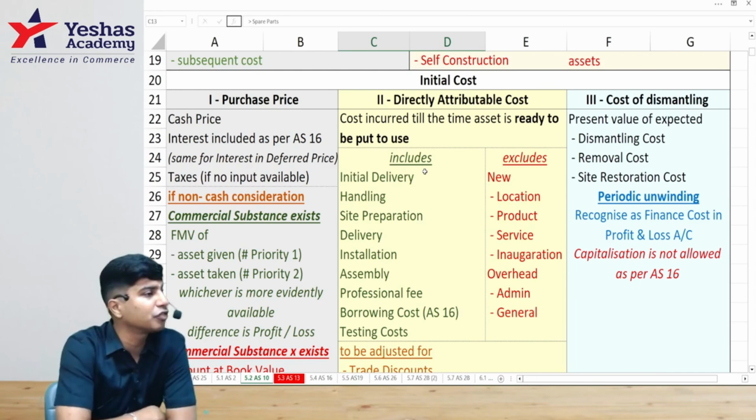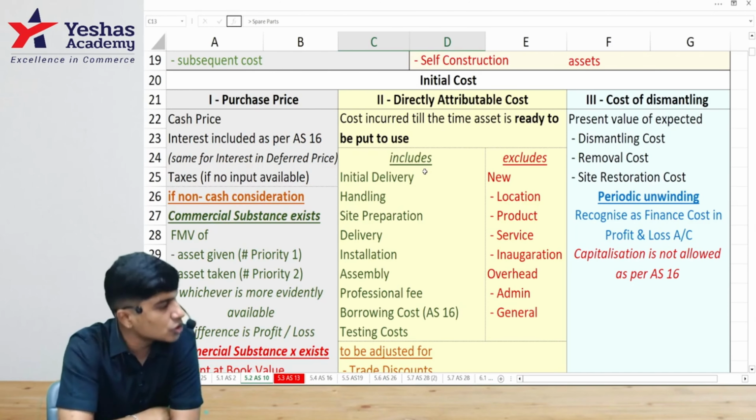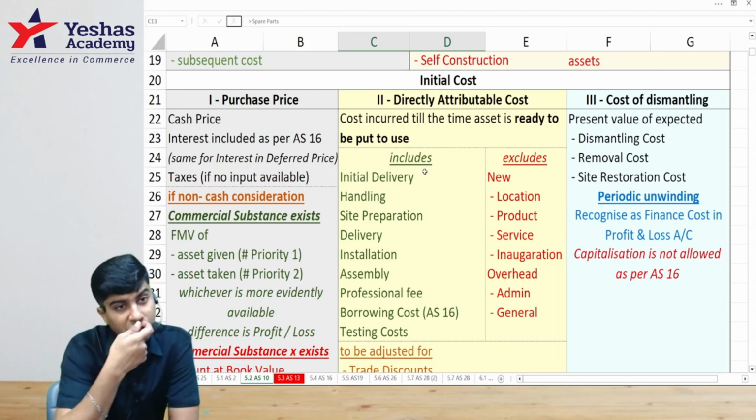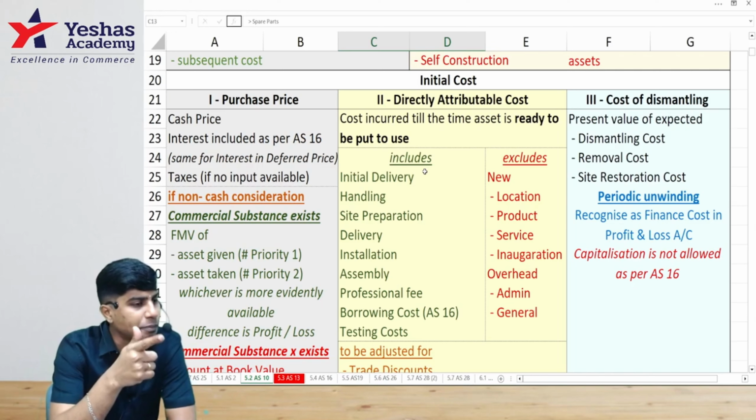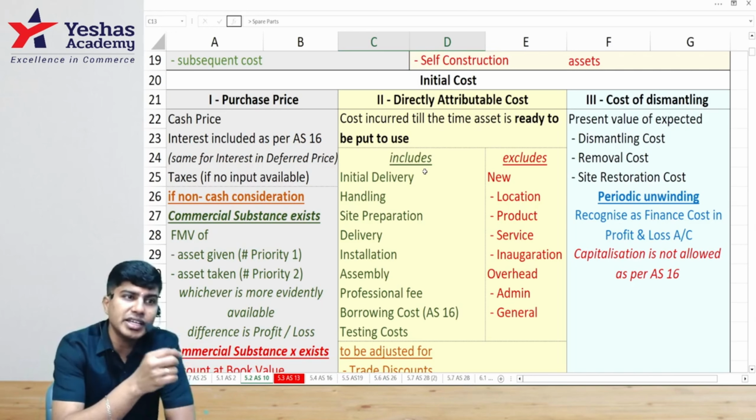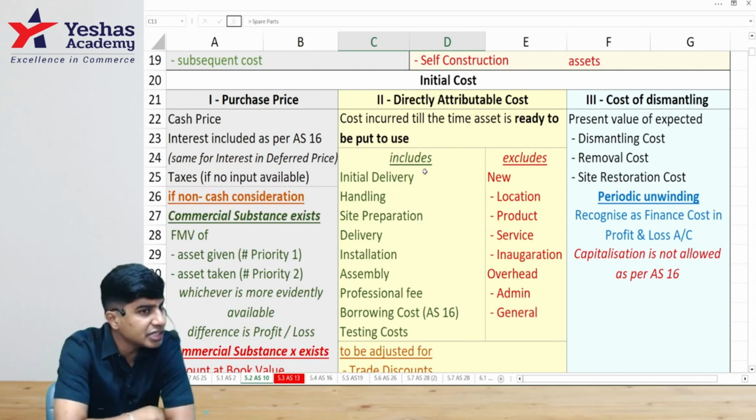That interest is not part of the cost unless AS16 allows us to take it as a part of the cost. So we should always take cash price. Even if you buy the asset on hire purchase, the cost of the asset to be taken is cash price. Did everyone understand this? And the trade discount, if any, should be deducted.